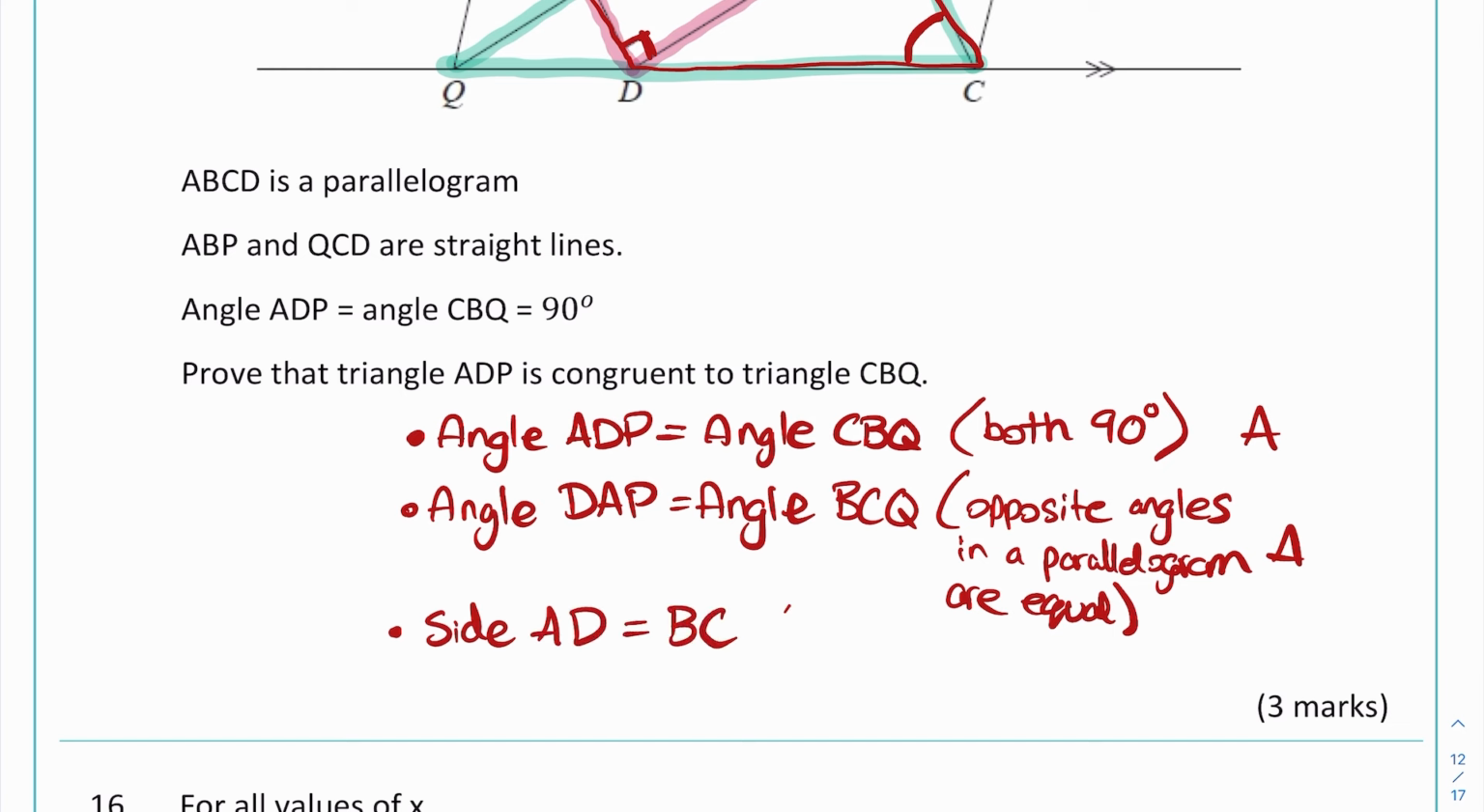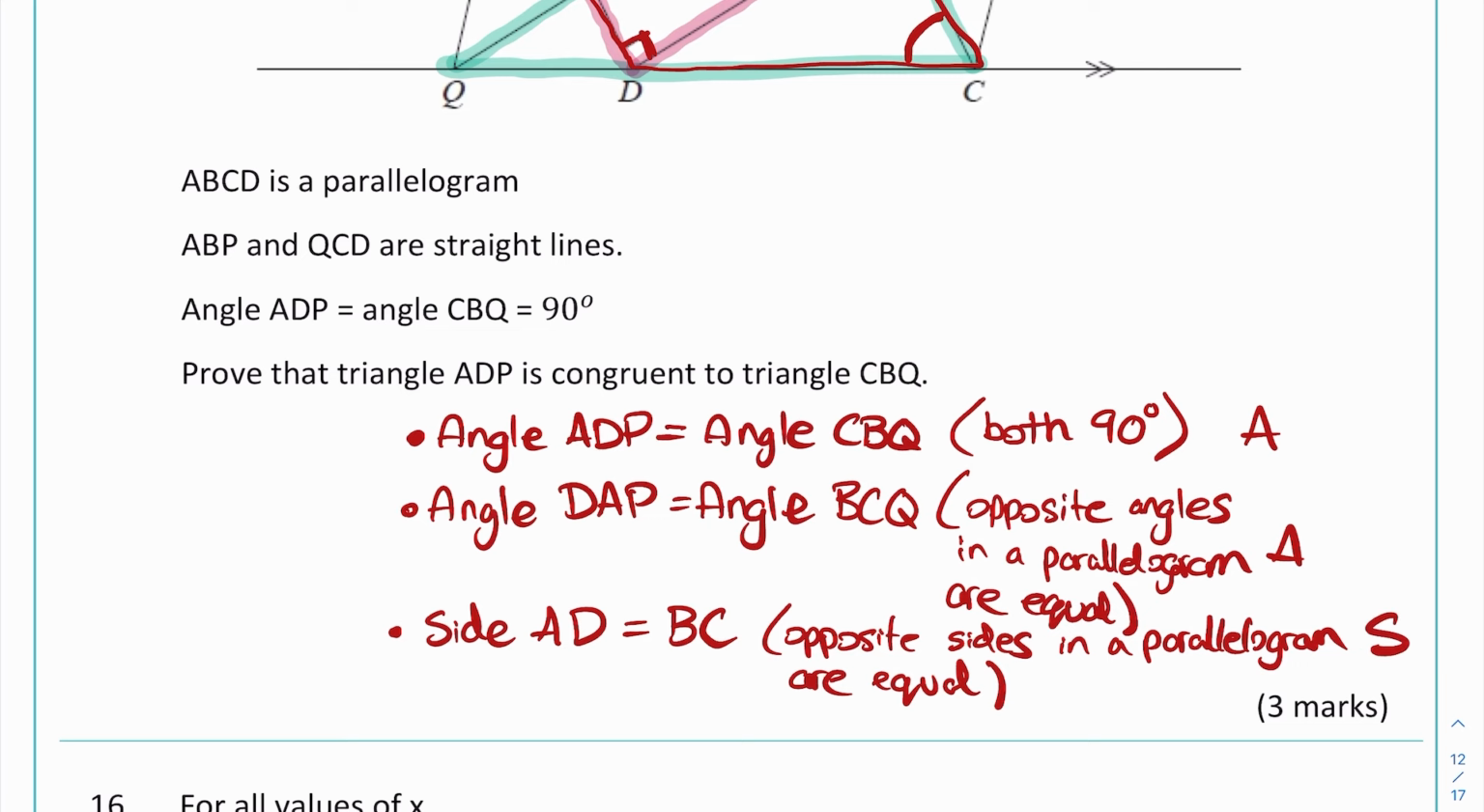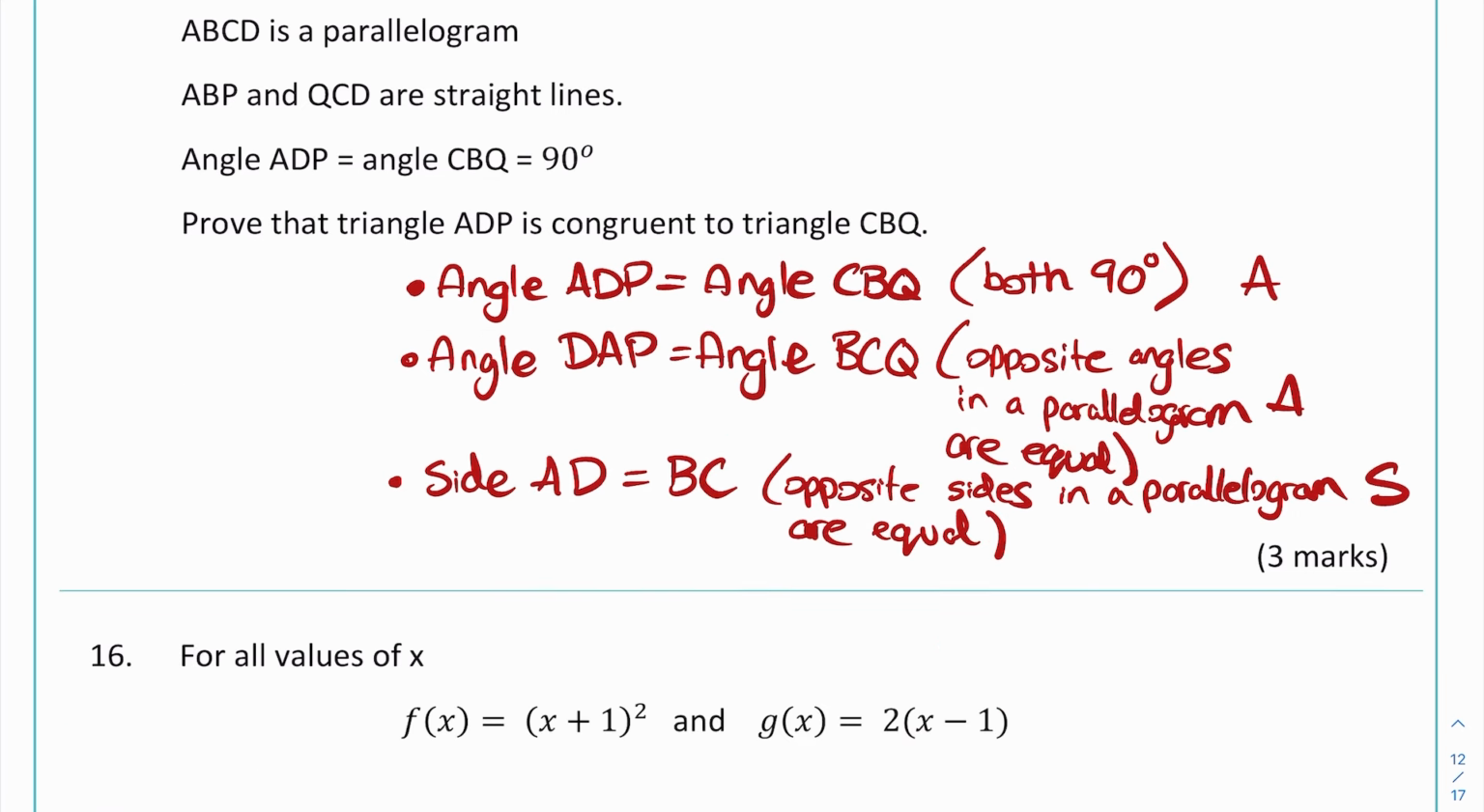We can go side AD is equal to BC. And again, we would say opposite sides in a parallelogram are equal. I'm going to run out of space here. And that there now proves that they are congruent, as we have a side length and two angles.